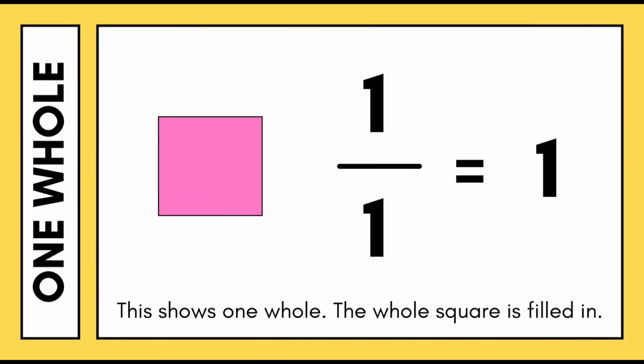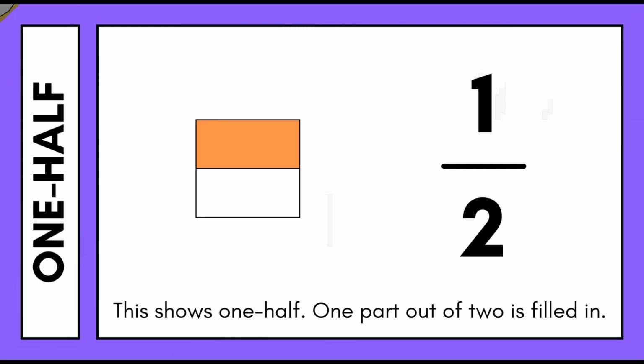This figure shows one whole. The whole square is filled in. This is one whole. This shows 1/2. One part out of 2 is filled in. This fraction shows 1/2.